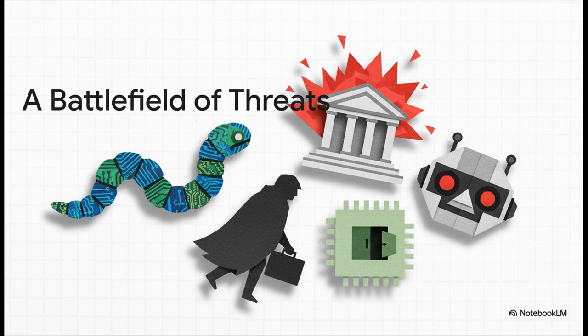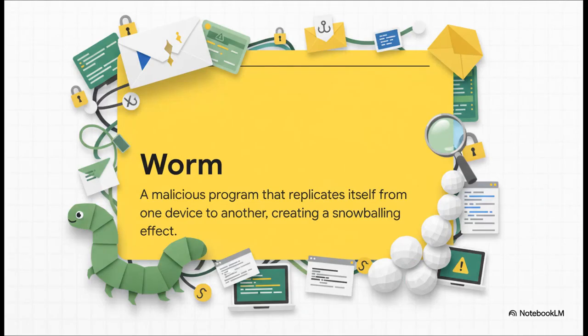Let's actually break down what some of these look like with some real-world, kinda scary examples. A perfect and very recent example of a worm is this thing called Shai-Hulud. It infected the NPM JavaScript repository by targeting developers with phishing emails to get their login credentials. But here's the kicker. Once it got in, it didn't just steal data. It used that infected developer's machine to inject itself into even more software packages, creating this massive, destructive snowball effect.